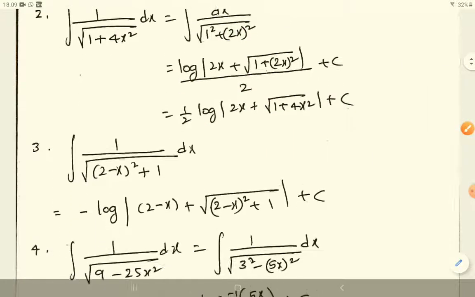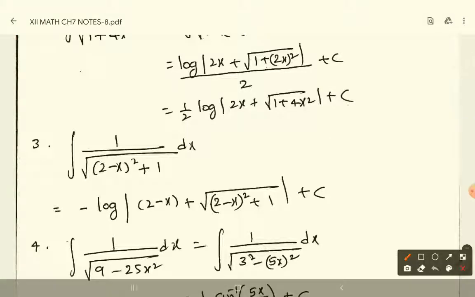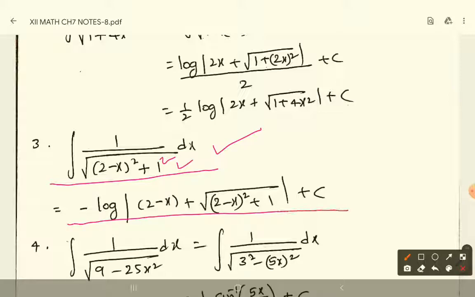Then the third question. Integration of 1 by square root of 2 minus x whole square plus 1. 1 can be written as 1 square. Then apply the special integral formula for the square root case, which is log modulus 2 minus x plus root over 2 minus x whole square plus 1 plus c. Here the minus has come since the coefficient of x is minus 1. So when I divide by minus 1, I get a minus in the numerator like this.